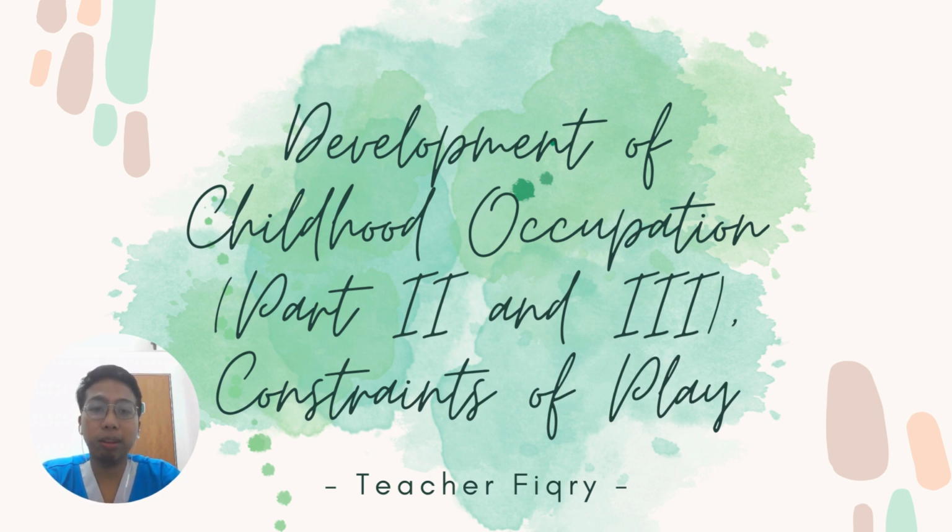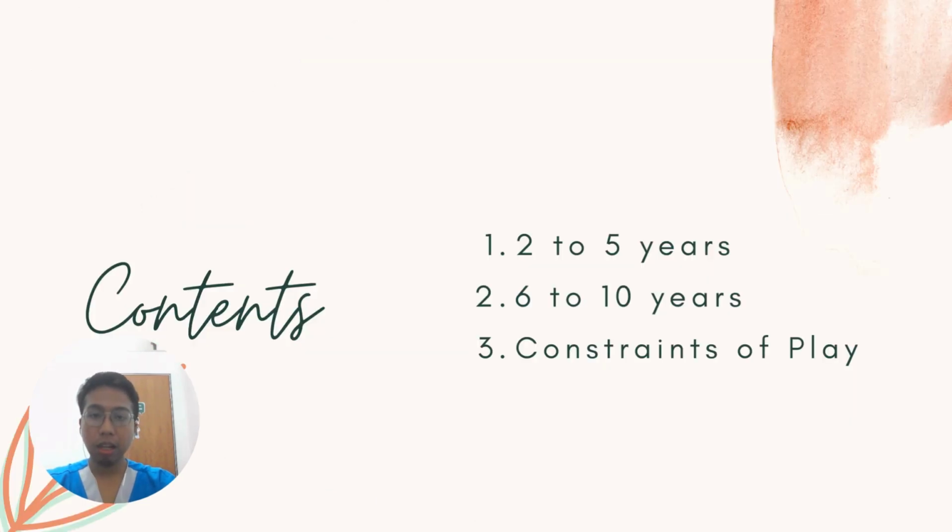So today I want to present on development of childhood occupation part 2 and part 3 followed by constraints of play, by myself, Teacher Vigri. As we talked before about development of childhood occupations from 0 to 2 years, we understand that occupation is just like us doing stuff, and this applies as well for children. So in this presentation, I would like to talk about between 2 to 5 years for child occupation, followed by 6 to 10 years, and then the last one will be constraints of play.